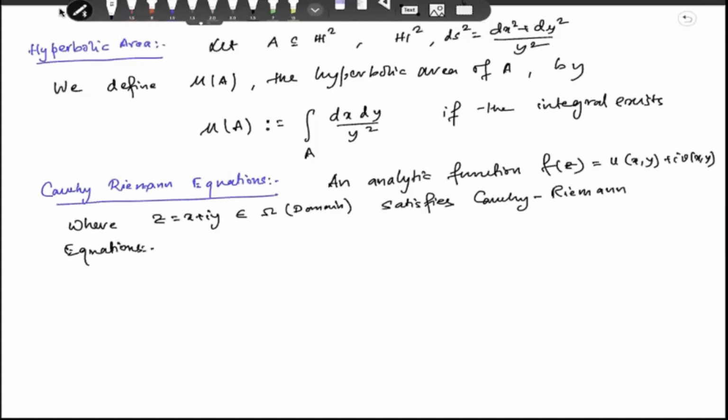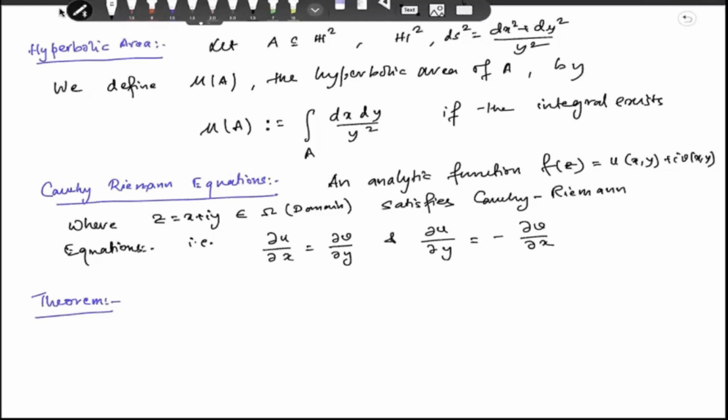That is, the partial derivative of u with respect to x is equal to the partial derivative of v with respect to y, and the partial derivative of u with respect to y is equal to minus the partial derivative of v with respect to x. These are the Cauchy-Riemann equations. I'm sure you have seen this in complex analysis, so I'm not going to prove it. Okay, so now the theorem is the following.